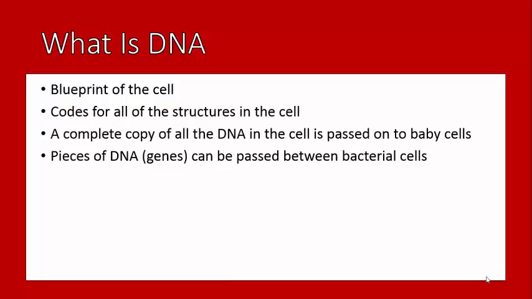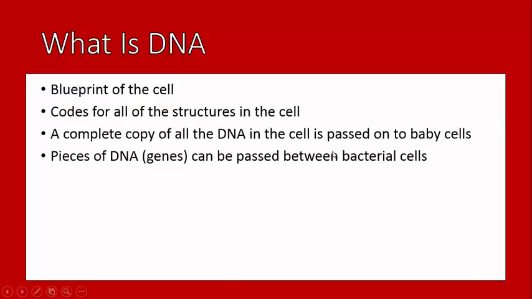And when a cell divides, a complete copy of all the DNA in the cell is passed on to baby cells. That happens in both asexual reproduction, when cells just divide and make an exact copy of themselves, and this also happens in what we call vertical gene transmission. In other words, I have received one complete copy of all the DNA that my parents have, and that is vertical. It's coming down to me.